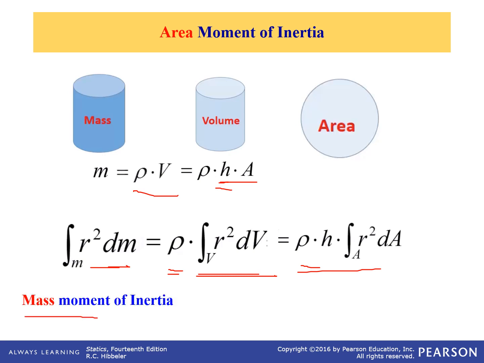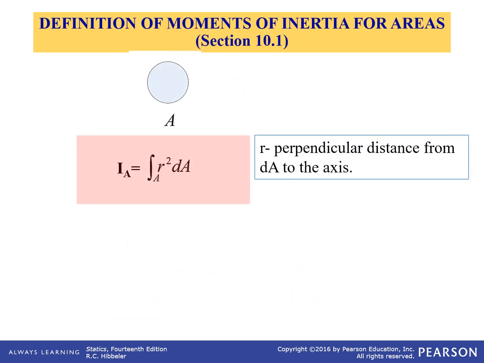Here we have the mass moment of inertia, which is the integral of r squared dm, and on the other side we have the area moment of inertia, which is the integral of r squared dA. So we say mass can be reduced to a 2D geometry representation, the area, and mass moment of inertia can be reduced to a 2D geometric representation, area moment of inertia. So for the rest of this class, we use the area moment of inertia instead of the mass moment of inertia.